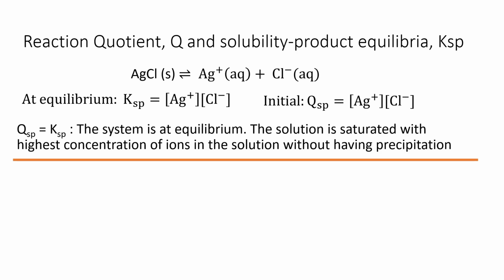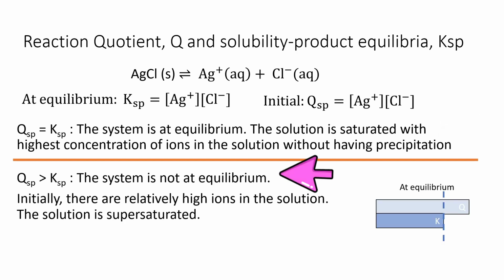After we get the reaction quotient value, we can compare it with the solubility product value in order to determine whether precipitation could occur or not. If the reaction quotient Q value is equal to the solubility product value, that means the system is at equilibrium and the solution is saturated with the highest concentration of ions in the solution. When the reaction quotient is equal to the solubility product, there is no precipitation yet.